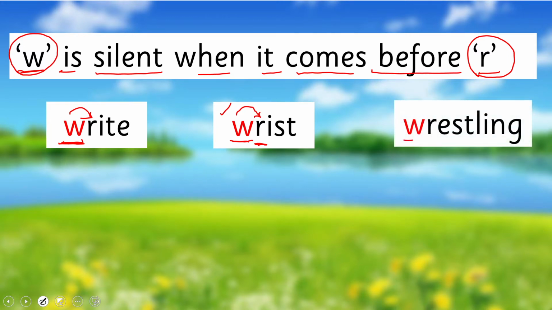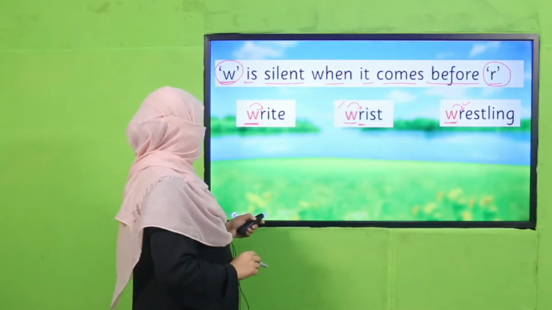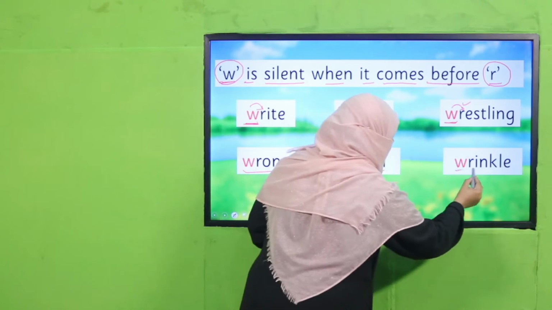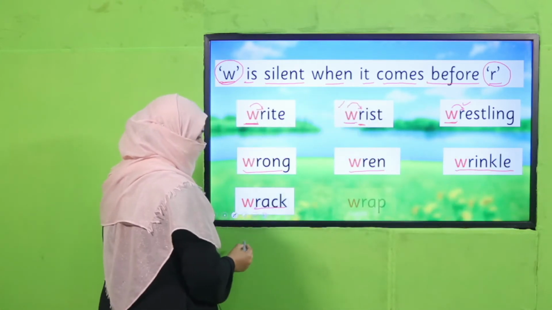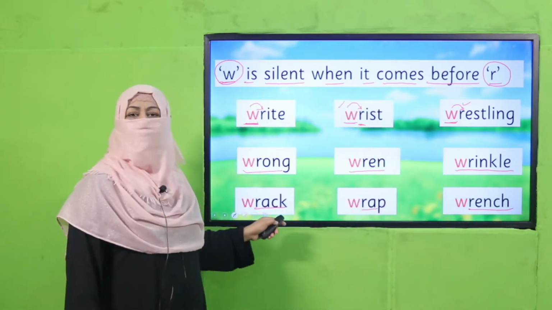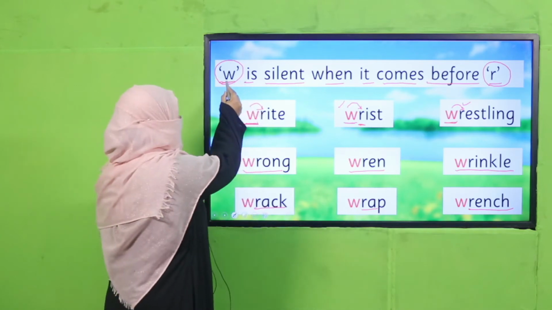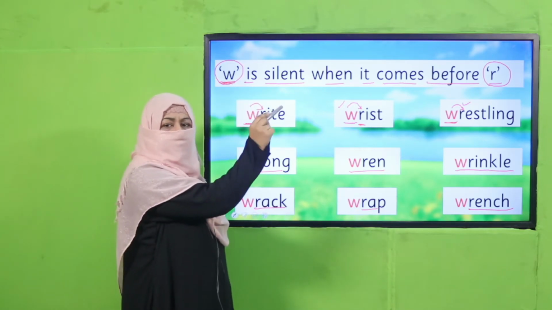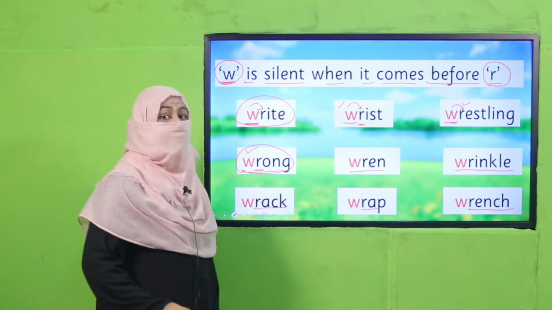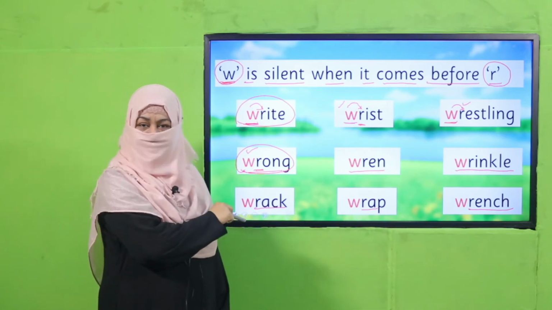Wrestling. This W is silent. Why? Because W is followed by R. So this W will not be said, and the word is wrestling. But for writing, remember, you have to write W as well. Next is wrong, wrinkle, wrap, and wrench. In all these words, we have followed one rule, and what is that? W is followed by R. After W, there is R in every word. That's why we are not pronouncing this W, and this W is silent in all these words, right?